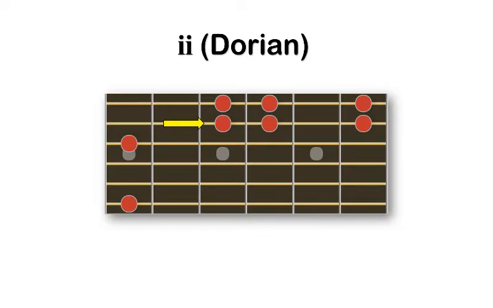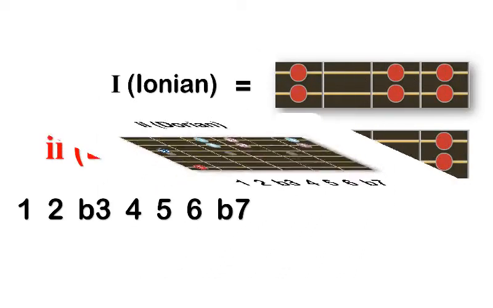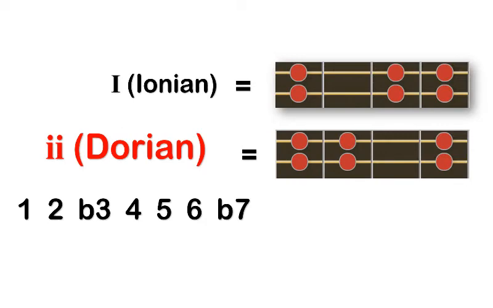This major 6th in a minor mode, by the way, is the characteristic sound of the Dorian mode. We can also notice the minor 7th, the perfect 4th, the minor 3rd, and finally our major 2nd, which gives us the complete spelling for the Dorian mode. Notice the similarities and differences between our first 2 modal patterns.